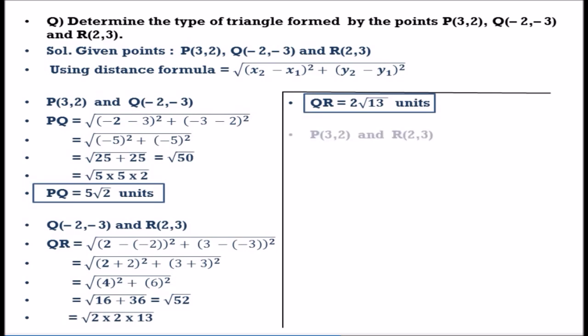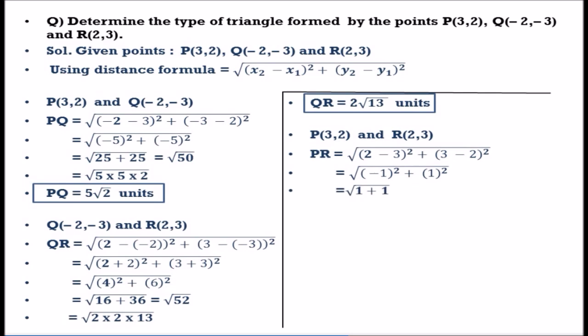Finally, distance of PR now. PR equals to R minus P, that is (2 minus 3) whole square plus (3 minus 2) whole square. 2 minus 3, 3 being the bigger number, minus 1 whole square. 3 minus 2 whole square, that is 1 square. So minus into minus plus, 1 1s are 1, 1 1s are 1. So PR is under root 2 units. As you can see, none of the quantities are equal. That means all three sides are different. So they are definitely not isosceles or equilateral. They are in fact a scalene triangle.